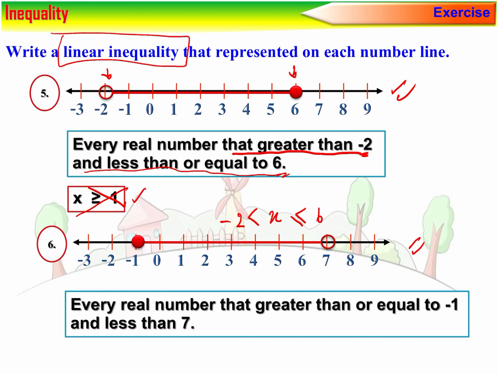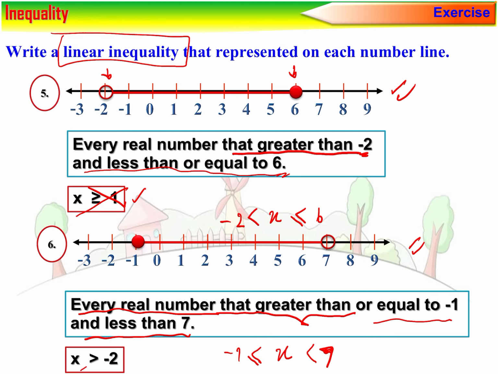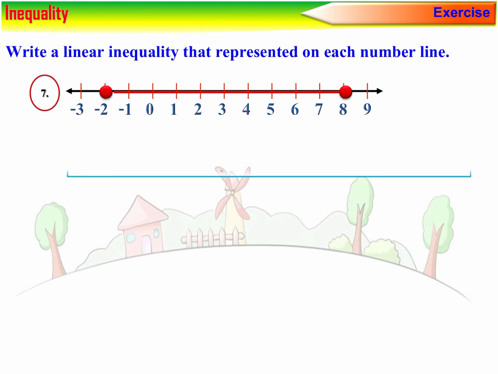Next one, if you look at this given number line, you will have every real number that is greater than or equal to negative 1, right? And less than 7. So it can be written in the form of a linear inequality: x greater than or equal to negative 1, less than 7, like this. This one also.